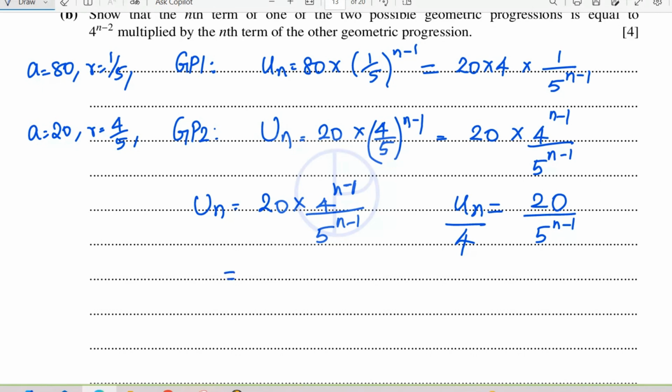Let's substitute that here. So we will get un divided by 4 multiplied by 4 power n minus 1 as un. Un equal to small un multiplied by, when 4 goes to the numerator, the power will be negative 1. So 4 power n minus 2.